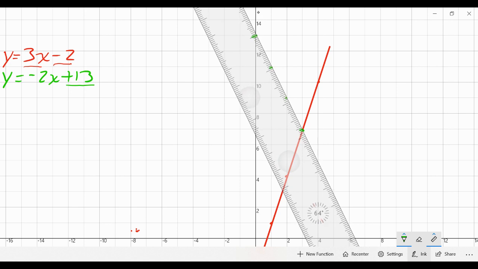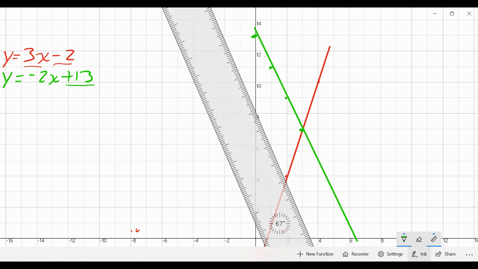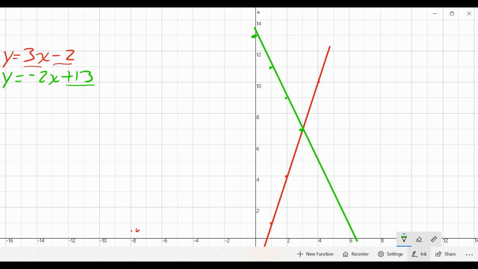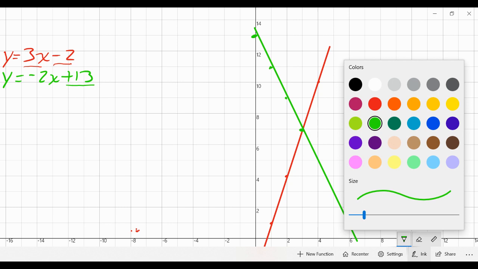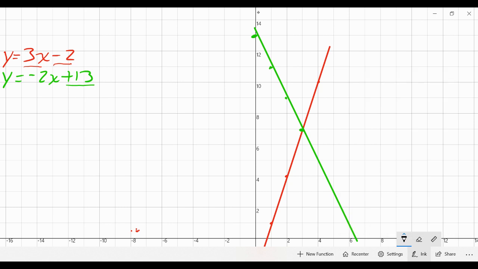Our lovely digital ruler here. And now we can see where they cross. We can see our point of intersection is right here. And we're going to write that as a coordinate pair. So that's 3, 7.